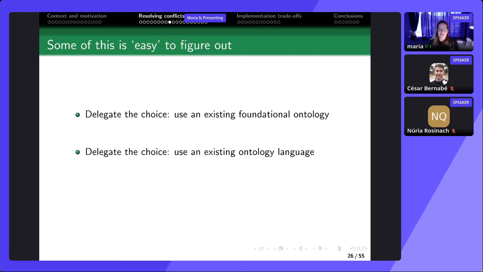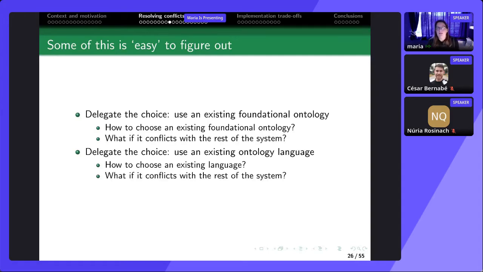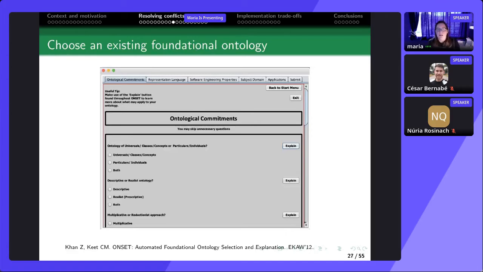But that is, unfortunately, just a case of kicking the can down the road, because then the question becomes, how are you going to choose your existing foundational ontology or your language? And then we still have the same question: what if it conflicts with the rest of the system? So just taking an existing one off the shelf is not solving your problem yet. We need additional tools for that. Here is an example of one, specifically for foundational ontologies. It is also available as a jar file and as an online version as well.